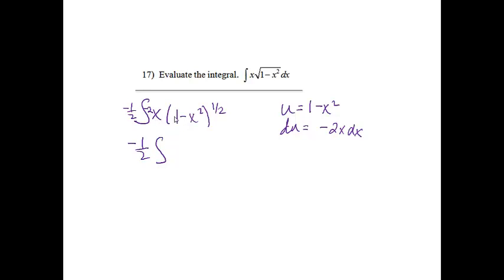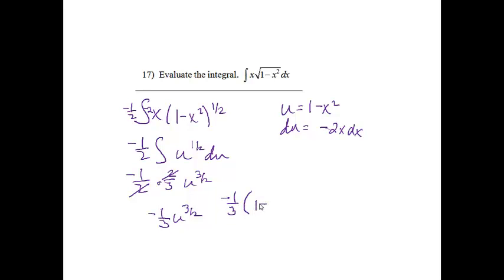So if I rewrite this, I now have negative 1/2. The negative 2x dx gets to be replaced by the du, and 1 minus x squared is going to now be u to the 1/2. And now I can go ahead and take the integral. This is going to be negative 1/2 times, if I increase my power by 1, I'll get u to the 3/2, and then the reciprocal on the outside. If I simplify that, the 2's are going to cancel, so I'm going to get negative 1/3 u to the 3/2, and then if I replace my u, I'll get negative 1/3 (1 minus x squared) to the 3/2 plus c.